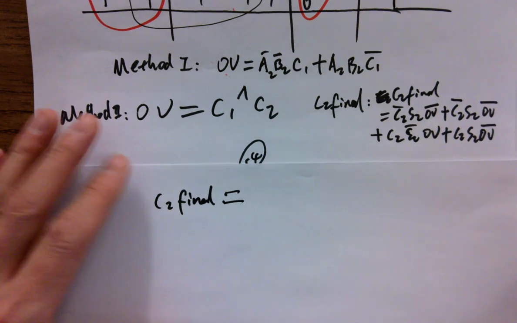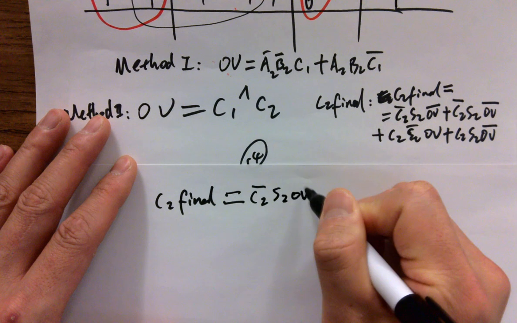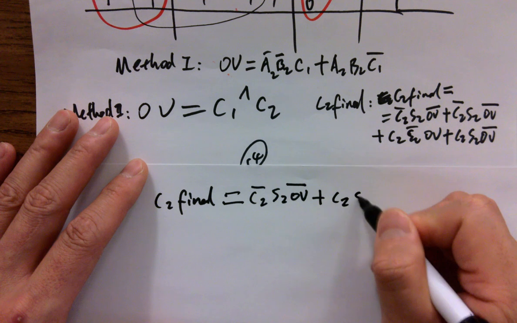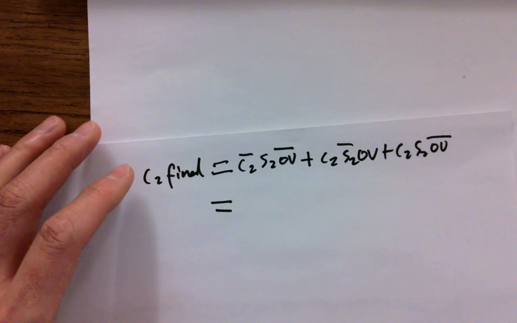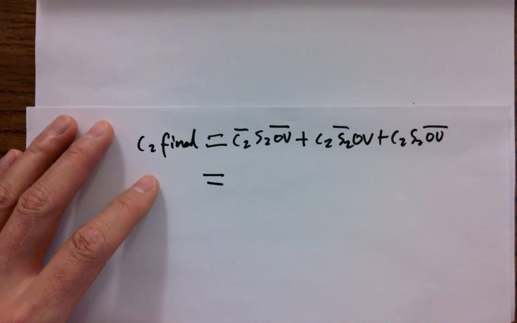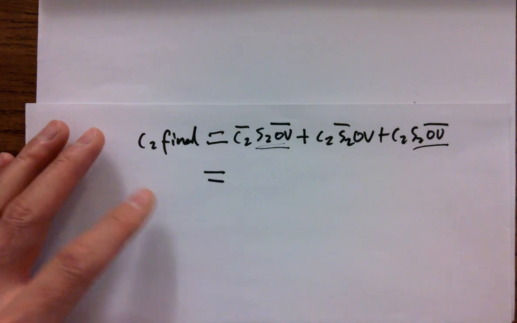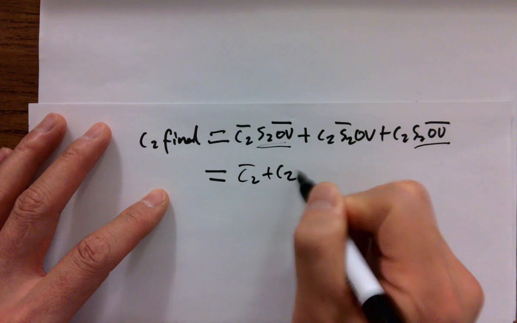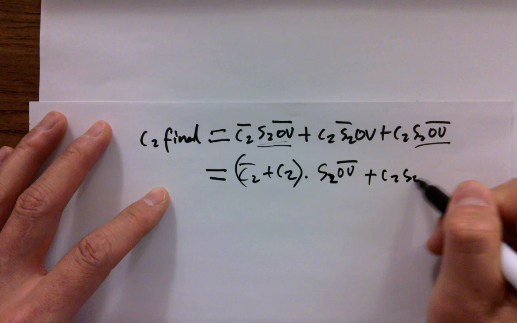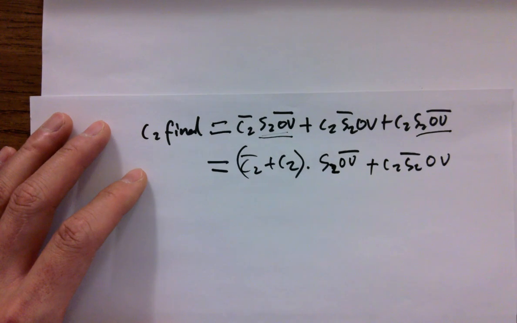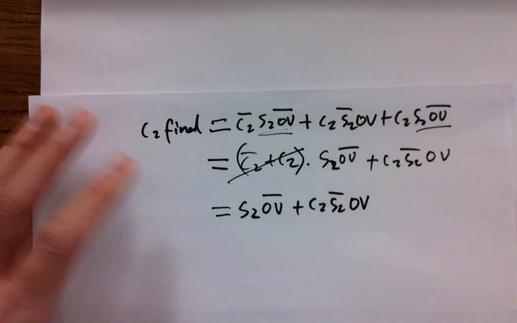This is the same stuff, so we can cancel one of them. What can we do here? Which ones can be combined? Common terms here. So C2 not or C2 becomes 1, right? And S2 overflow not. Gone. It's 1.